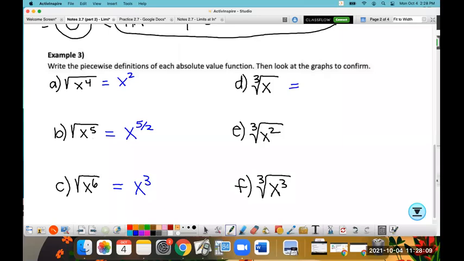What's this one become? E. Yep, x to the 2/3, and then F.